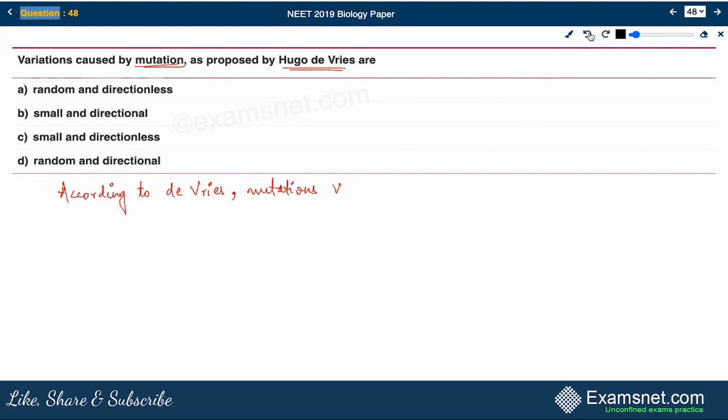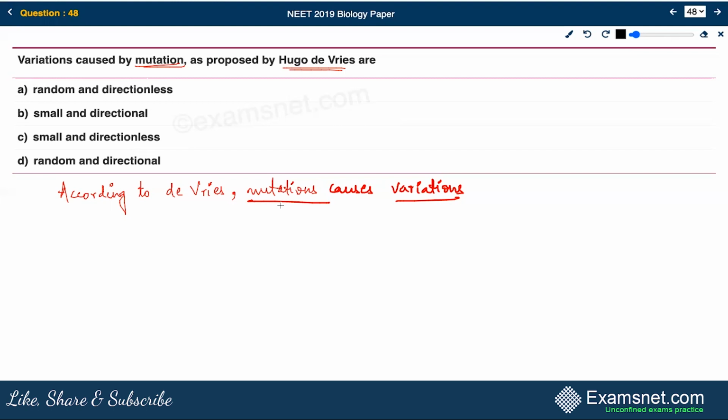So it causes variations. According to him, mutation was one of the reasons responsible for causing variations in speciations. According to this concept, he believed that since mutations cause variations, that's why mutations are considered to be a random process. That means a process that is very random, that can occur at any point of time in the evolution, and which is directionless also, that has no direction.